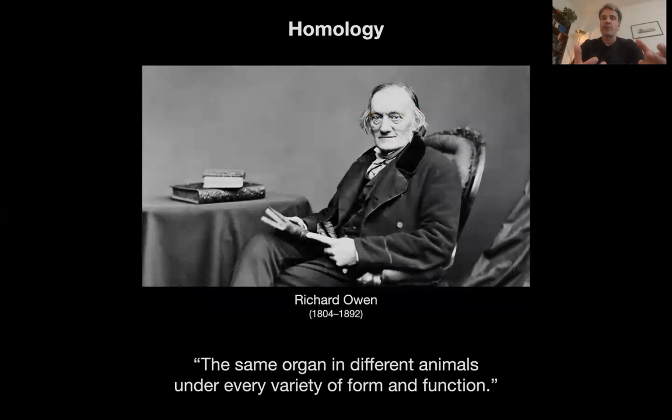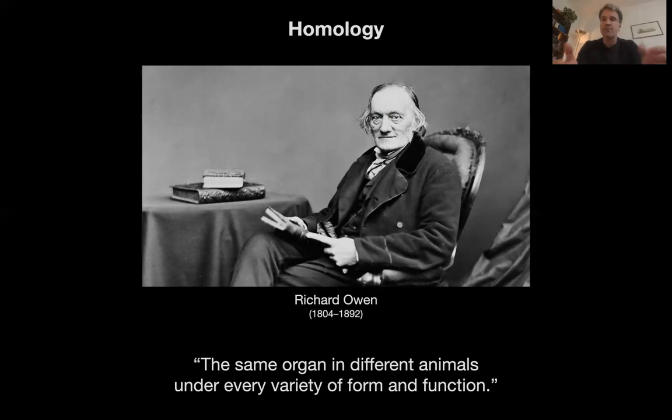But let me remind you first, what is homology and why is it such a huge and especially difficult topic? Let's go back to Richard Owen's original definition of the term, which is the same organ in different animals under every variety of form and function. I said before, this is a perfectly precise definition and it leaves all kinds of questions open. One of the main questions is, how do you identify a homologue if it can have every variety of form and function? This is a real problem.